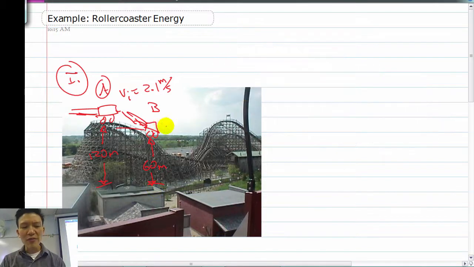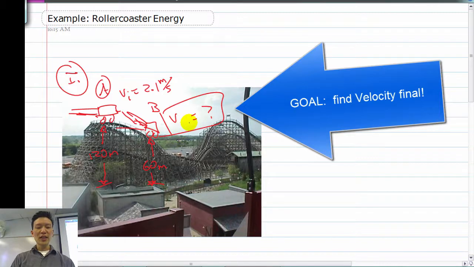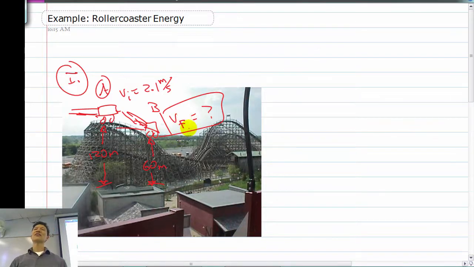So at point B, we want to figure out how fast you're going. What's another way to say how fast you're going? V final. Half the problem is knowing what the problem is. So the point is we want to figure out what's your final speed, what's your velocity final at each point along the ride. The hardest part isn't really the math, it's breaking down all the information.